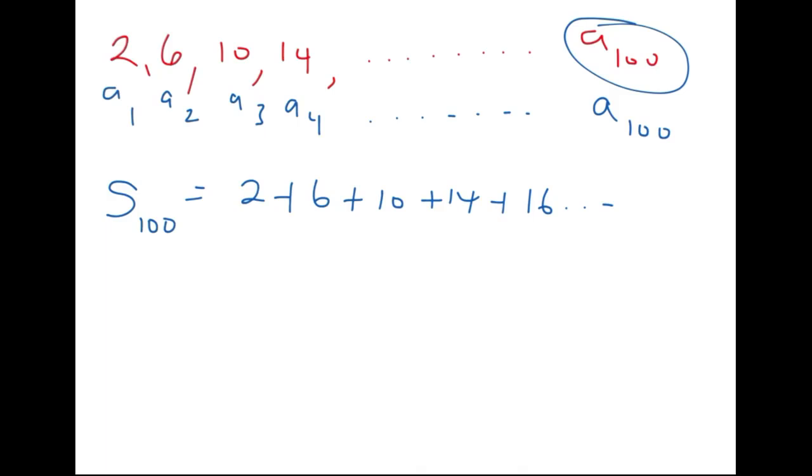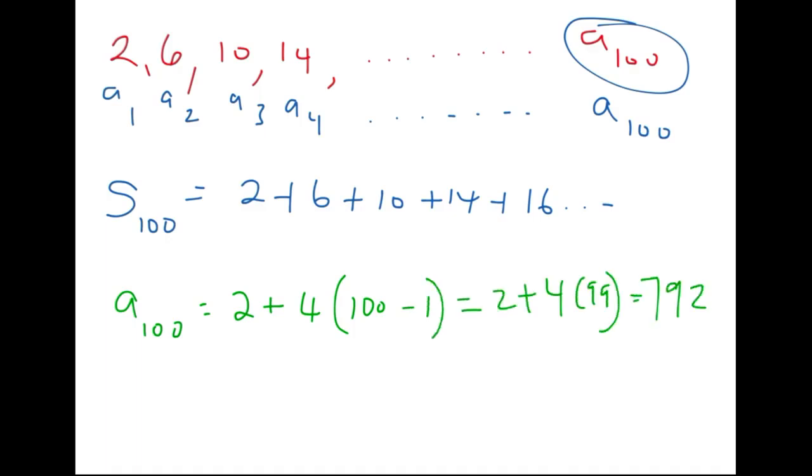So to be able to do this, let's find what A of 100 is. We know that A of 100 using the arithmetic sequence formula would be A1, which is 2, plus D, which is common difference 4, times N, which is 100, minus 1, and that will give us 792. So the last number here will be 792. So how do we add these numbers? Before we do that, let's look at a simple scenario, then we will come back to this one to finish it off.